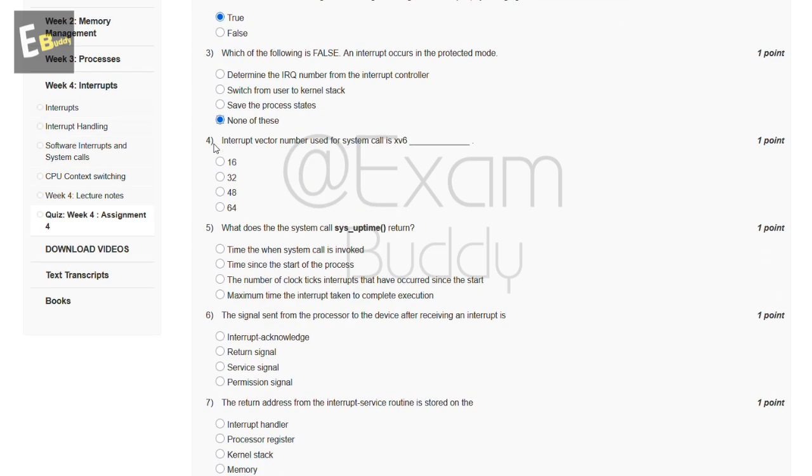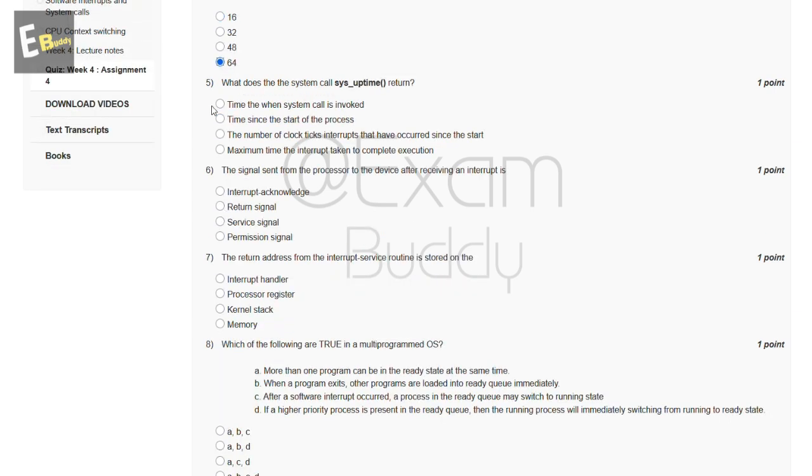Now the fourth question is: the interrupt vector number used for system call in XV6 is. So these are the options, and the answer of our fourth question is D, 64. Now the fifth question is: what does the system call sys_uptime return? So these are the options, and the answer of our fifth question is C, the number of clock tick interrupts that have occurred since the start.